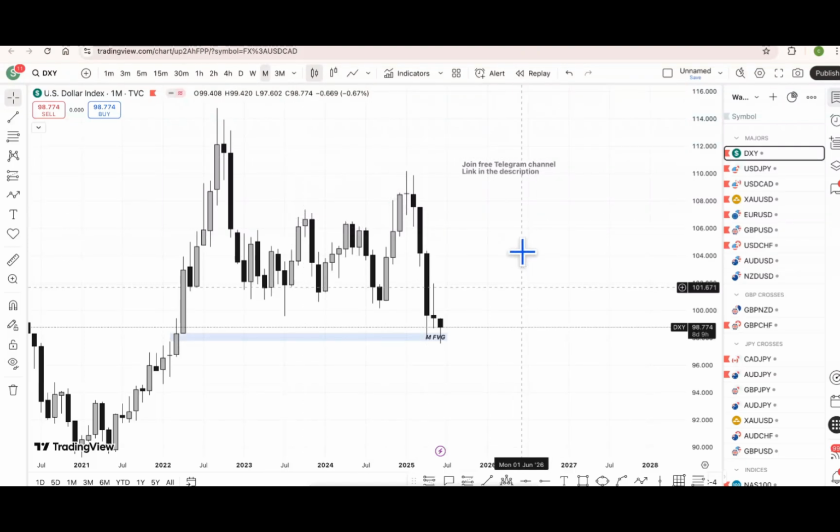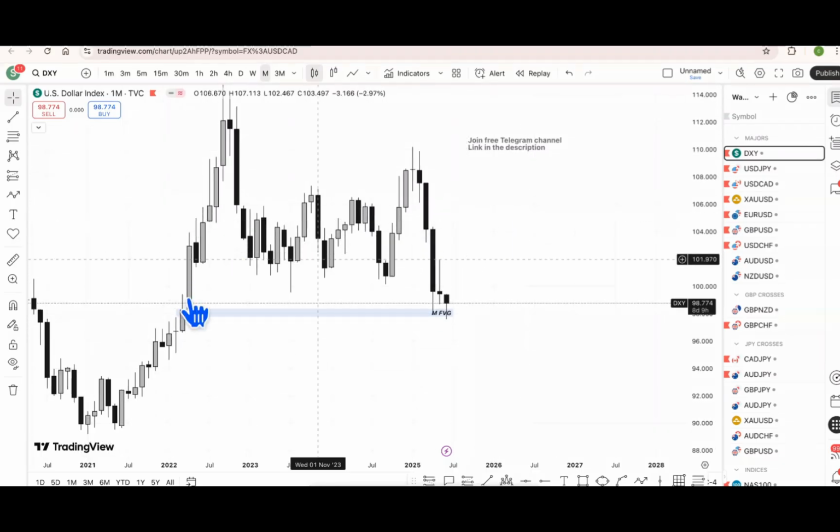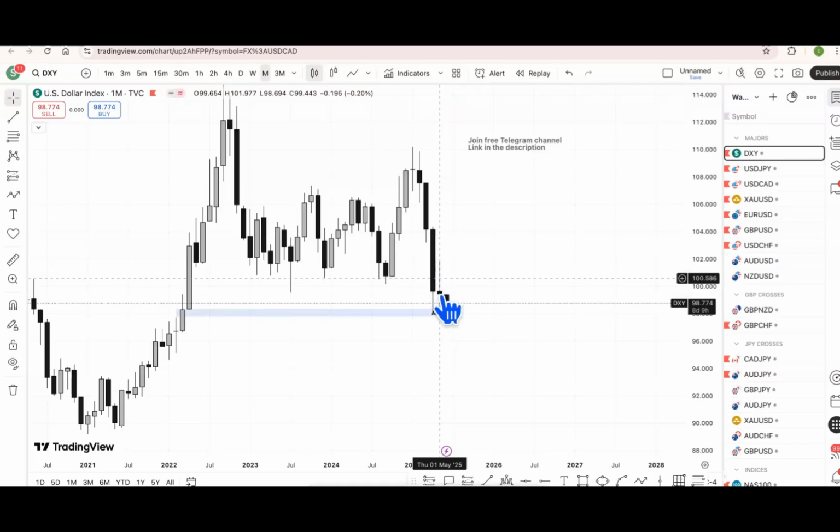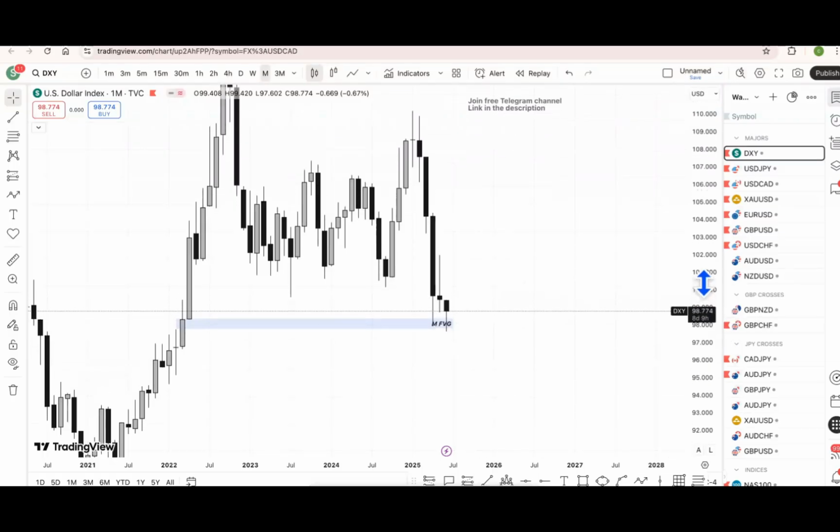As you can see here on the DXY, we'll start with the monthly time frame. You can see on the monthly, we have this monthly fair value gap that price tagged in the month of April. Then in the month of May, we had this retracement, but we still closed bearish. So now in June, price has again tagged this monthly fair value gap. So we are at that position where two things are likely to happen. Either price is likely to respect this monthly fair value gap, or price is still going to continue bearish. And of course, the only way we can find out is by watching how price behaves.